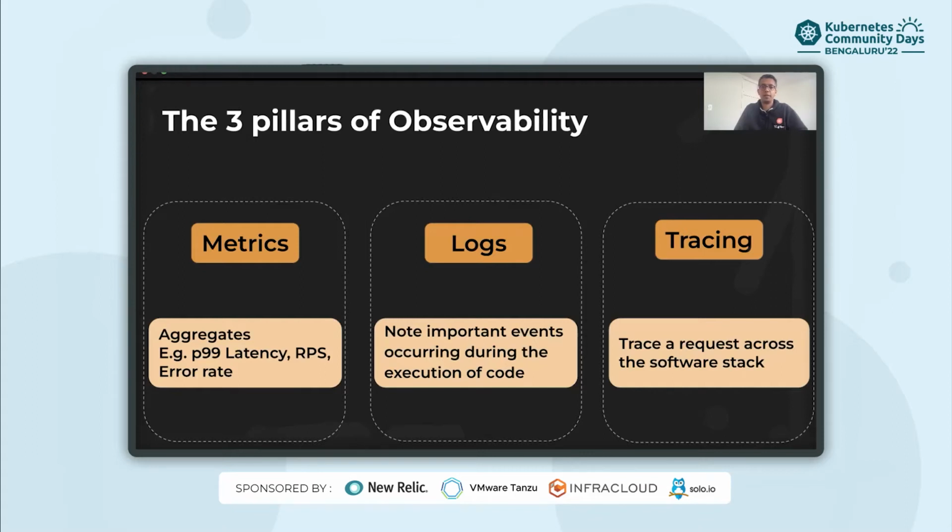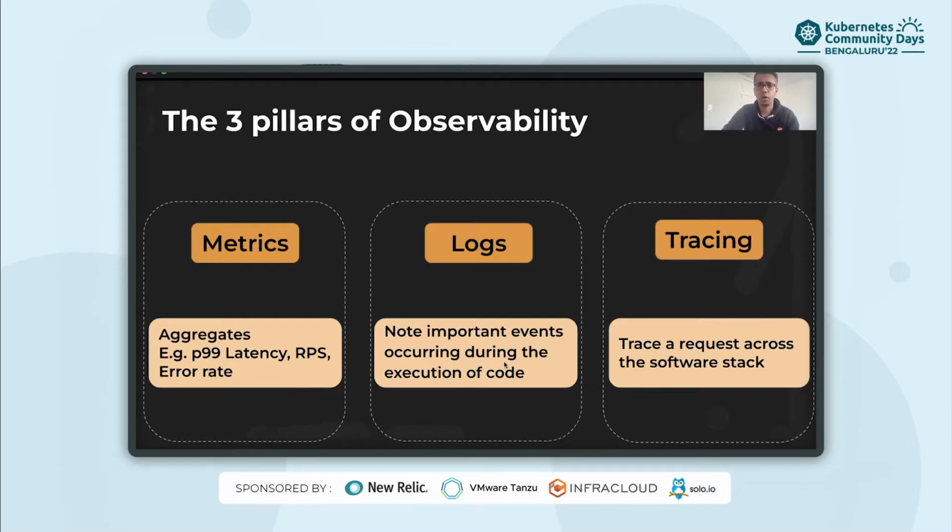So if you're a developer, during the execution, you can add a certain statement in the code that, hey, something got printed or some function got executed. So when the function gets executed, you get a sense of what got printed, and that step has passed. And traces are basically a complete request across the software stack.